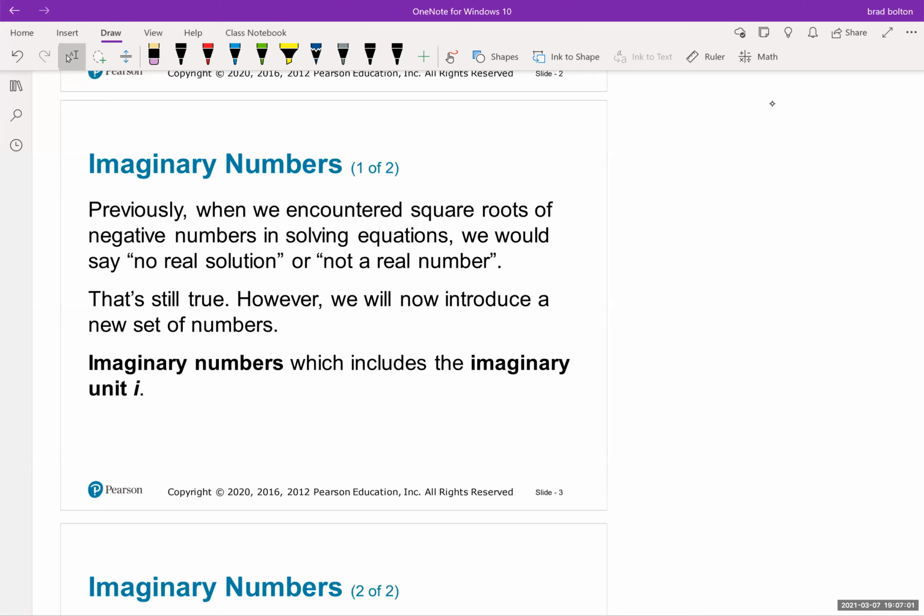Previously, when we encountered square roots of negative numbers in solving equations, we would say no real solution or not a real number. That's still true. The problem is we are now able to figure out how to write those correct answers. They're still not real, they're still imaginary, but now we can actually say the answer is this imaginary number. So imaginary numbers include the imaginary unit i.